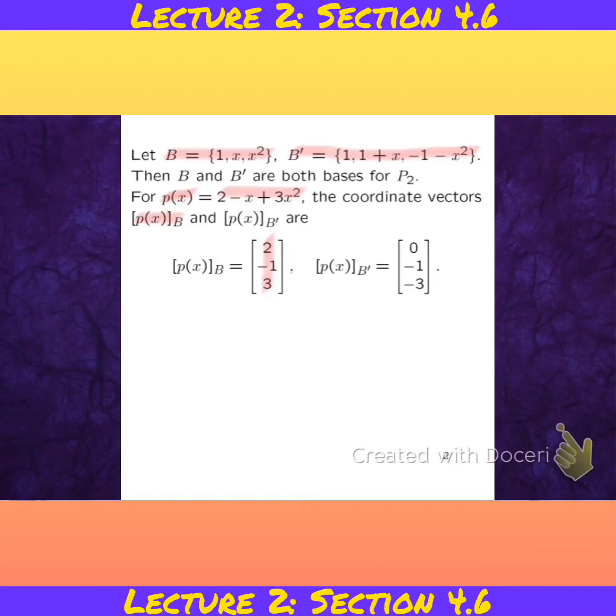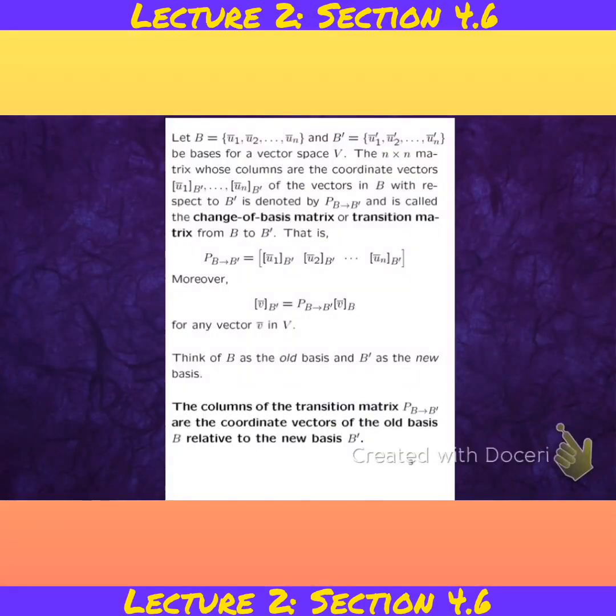Right, so there we've got our coordinate vector. So let's take all that and go and write it mathematically. If you've got two bases, B and B prime, for a vector space V, they're both bases for the vector space V. And let's take an n by n matrix whose columns are these coordinate vectors, u1 up until un with respect to B prime.